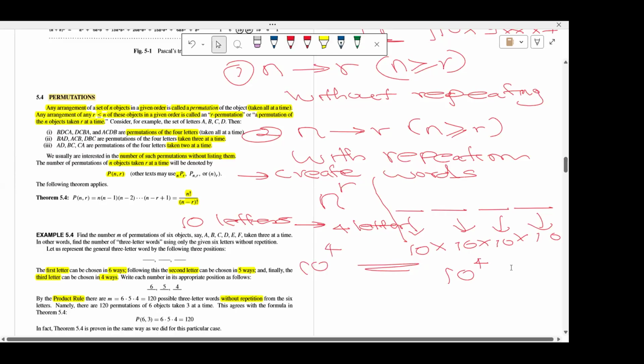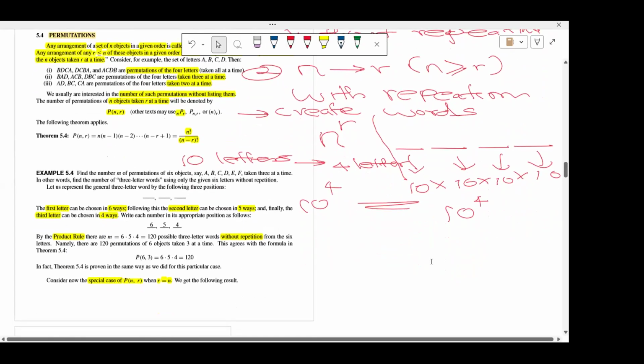This is how we can find the permutations. Do you have any questions up to now, on what we discussed in the last class? Any doubts or any questions?